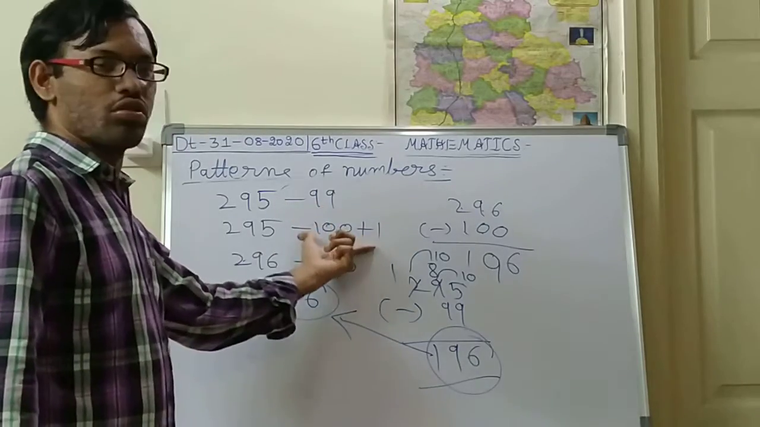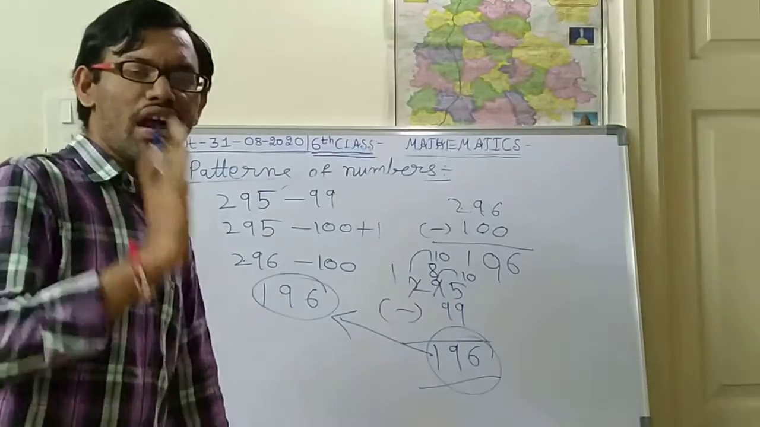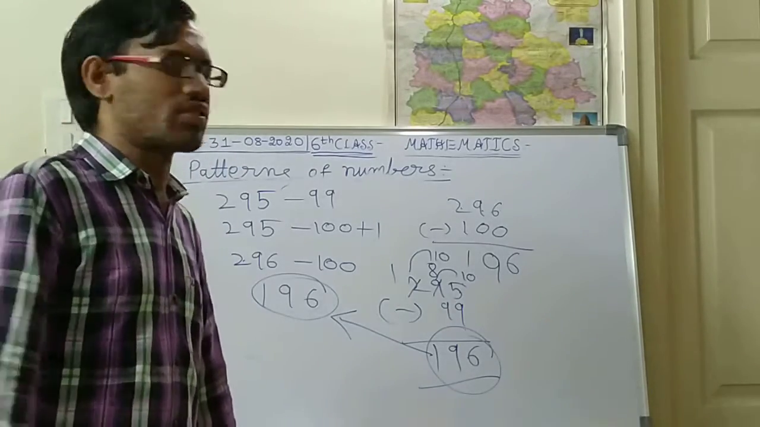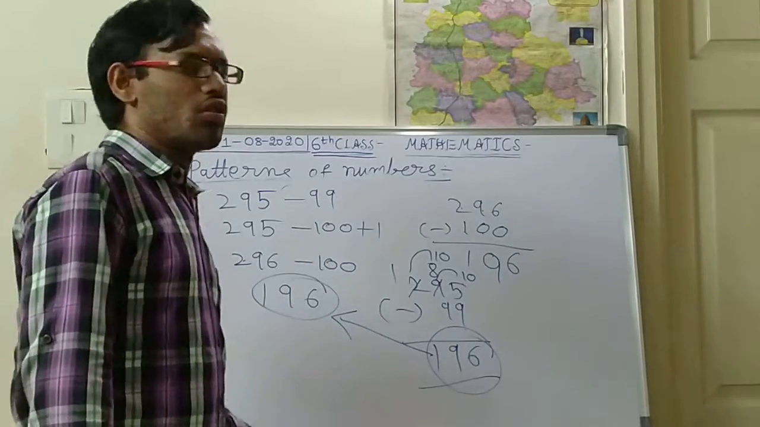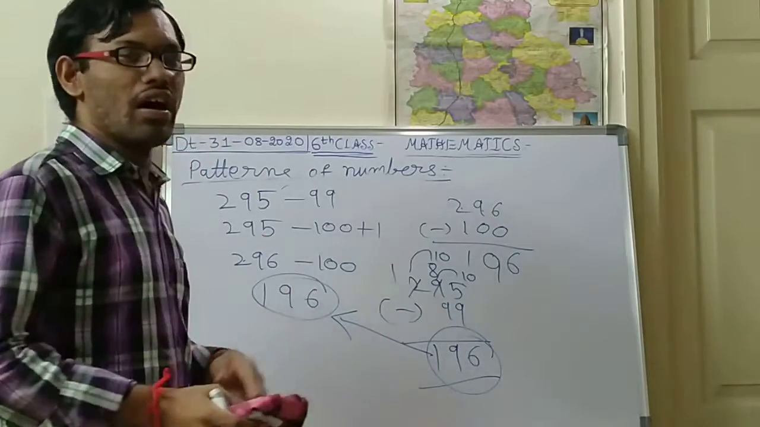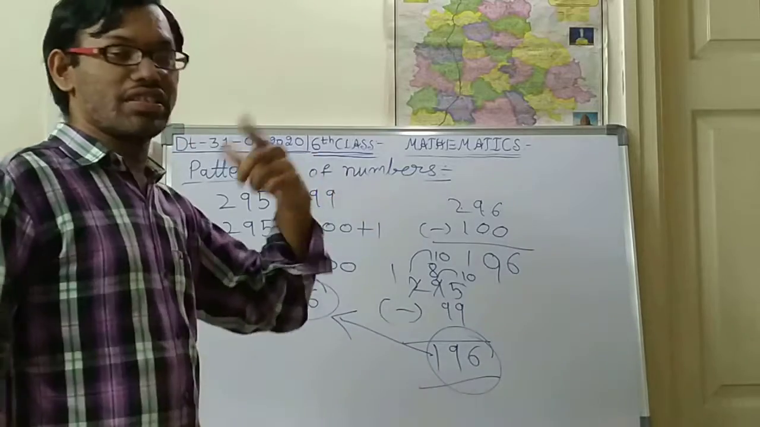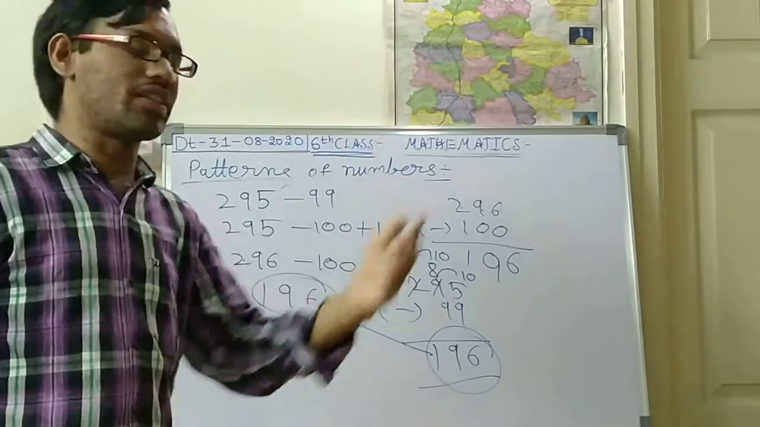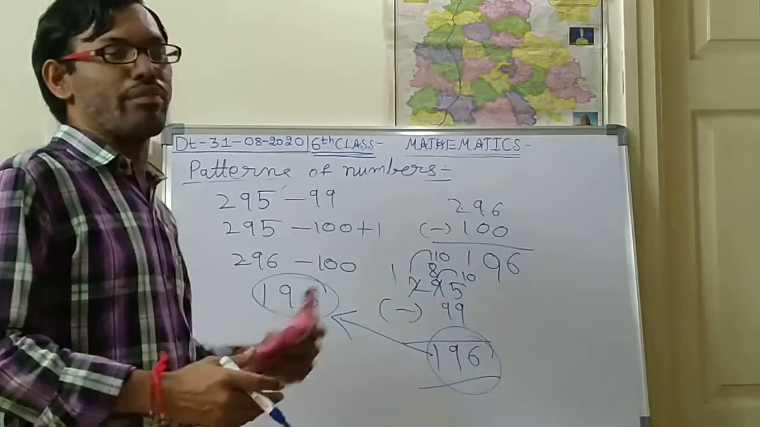So like this you have to do, taking any 100, tens, hundreds, thousands or any other numbers. Like that you have to do the subtraction of numbers with the greatest single digit number, greatest two digit number, like that. So this is about the subtraction.